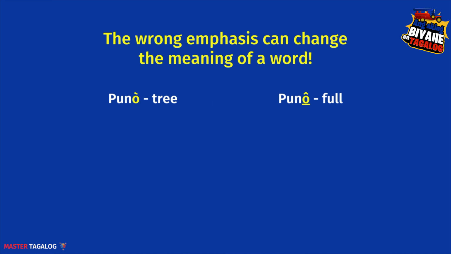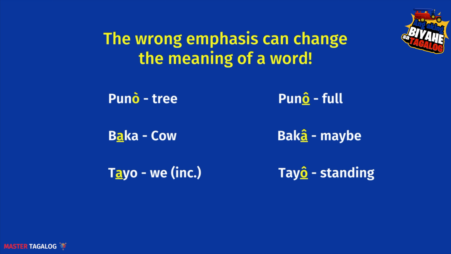Puno. Pool. Baka. Cow. Baka. Maybe. Tayo. We. Tayo. Standing. Suka. Vinegar. Suka. Vomit. Hopefully you can hear the differences, and through the different meanings of words with the same spelling you should see how important pronunciation is.